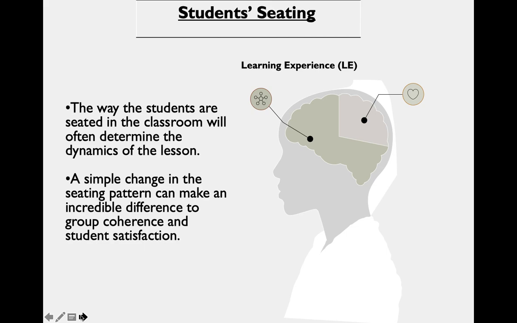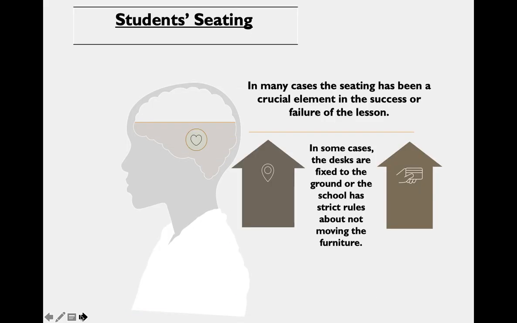There is another component, which is student seating. In fact, the way the students are seated in the classroom will often determine the dynamics of the lesson. Sometimes a simple change in the seating pattern can make an incredible difference to the group coherence and students' satisfaction and interaction. So it's very important to make sure of this, and I will show you the importance of seating. In many cases, the seating has been a crucial element in the success or failure of the lesson.